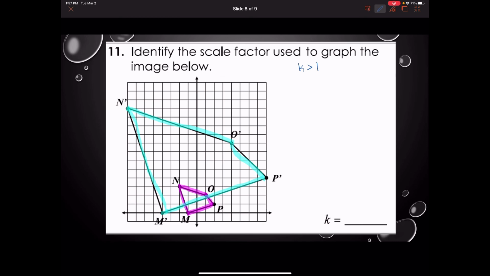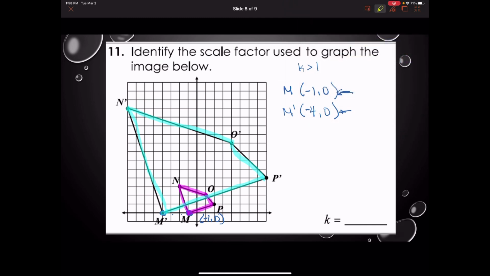But here's what I would do. Pick an ordered pair that's easy to see. For me, I'm going to go with M. This is sitting at -1, 0. So my M is -1, 0. However, my M prime is over here, and that is 1, 2, 3, 4, -4, 0. So from here to here, I multiplied. Well, 0 times anything is 0, so that's not going to help me.